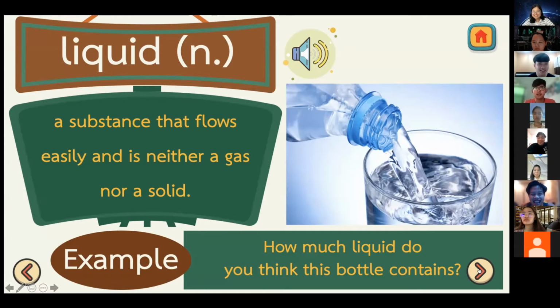Okay, good. Liquid, which means it takes the shape of its container, such as a bucket or jug. Liquids include things like water, juice, or soda. All liquids also have weight and take up space. For example, how much liquid do you think this bottle contains? I want to hear Tang Thai. Can you read this example again? Yes, teacher. How much liquid do you think this bottle contains? Okay, very good. Let's move to the next word.